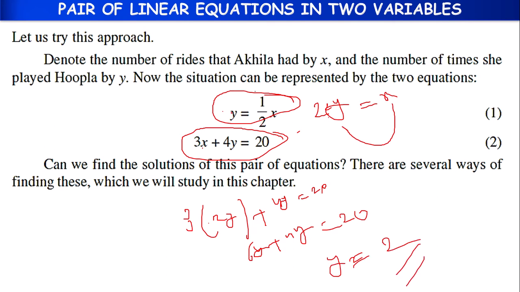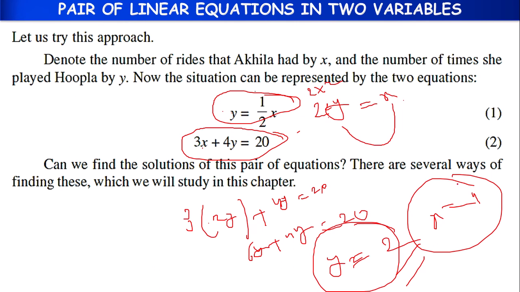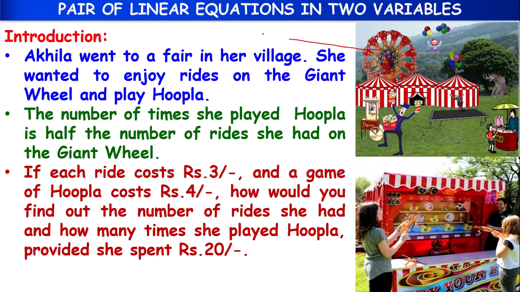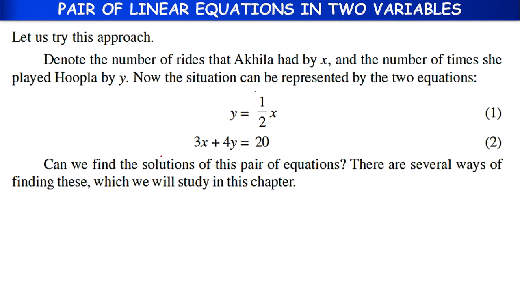So if Y equal to 2, then X equal to 2 into 2, that equals 4. So X equal to 4, Y equal to 2. X means the number of rides taken on the giant wheel. She has taken 4 rides on the giant wheel and she has played the hoopla game 2 times. So that is the answer.